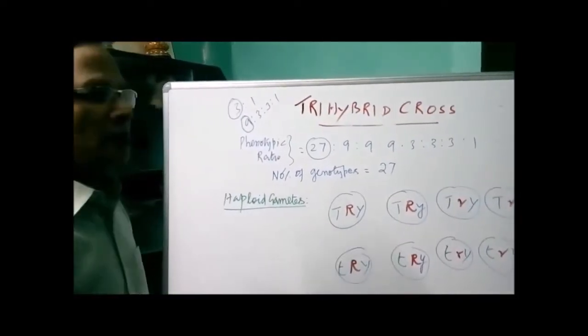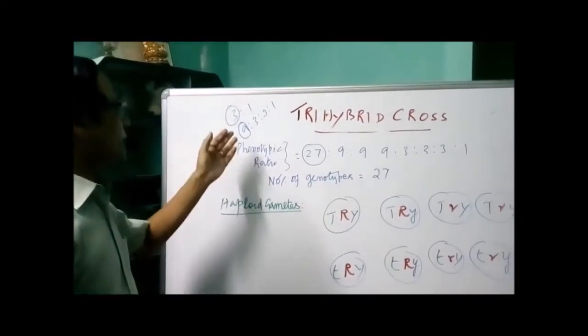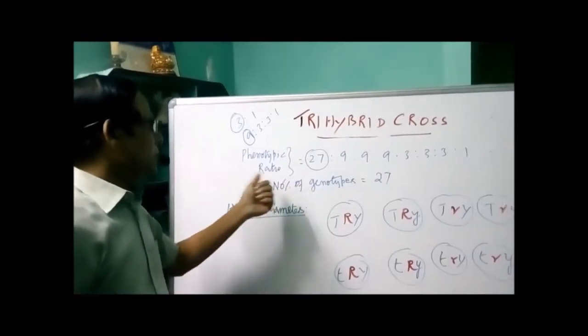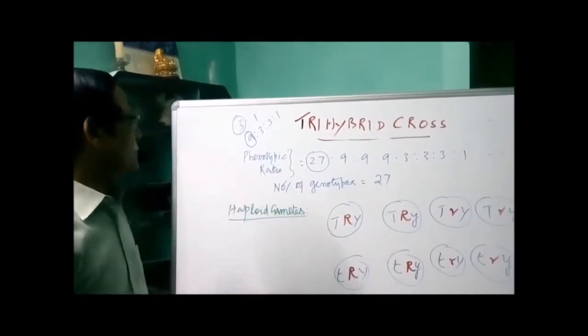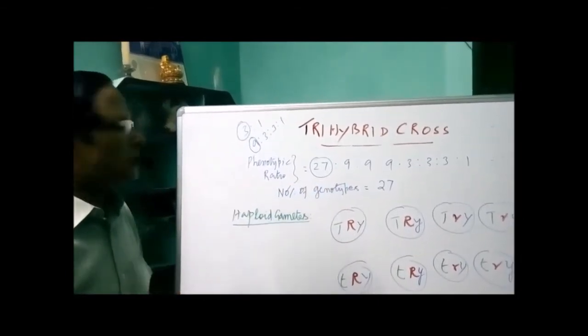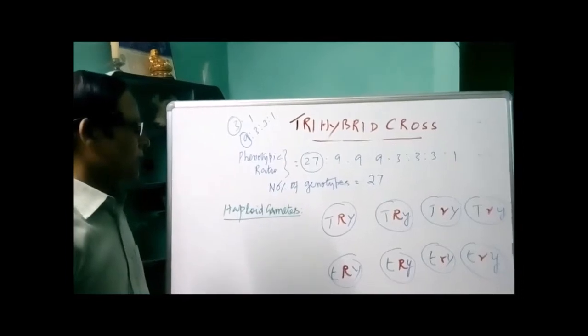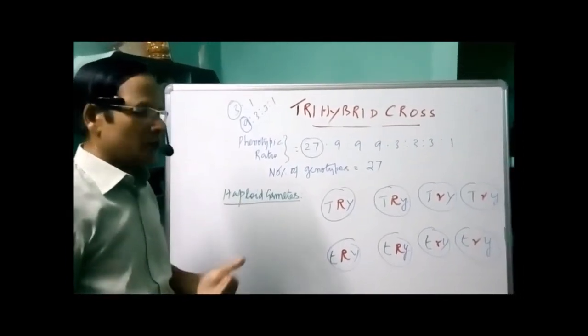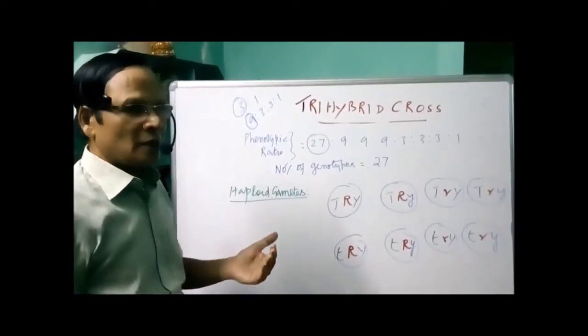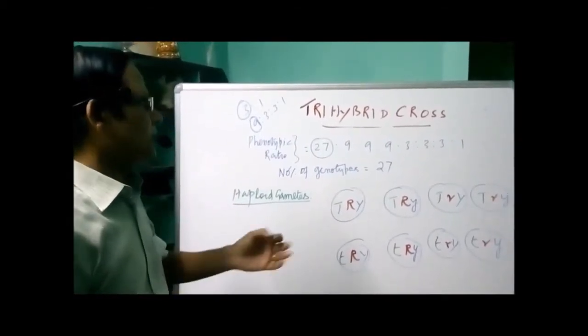For monohybrid 3 genotypes, dihybrid 9 genotypes, trihybrid 27. So 9 into 3 gives 27, for easy remembrance: 3, 9 and 27. That's about the trihybrid cross. In your syllabus only the ratio is given, what a trihybrid cross is and how it can be produced, the definition.